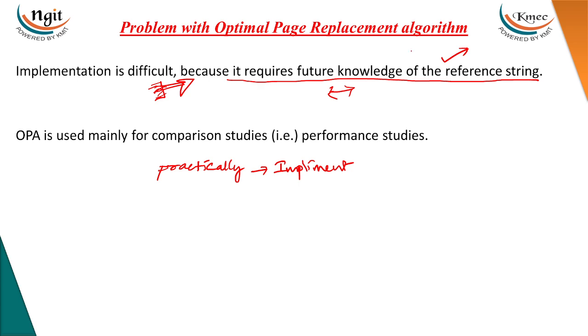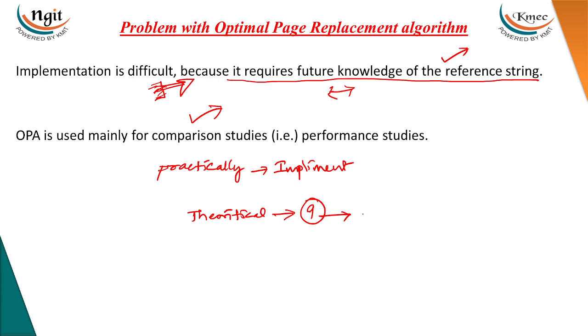That is a difficult task. But still, why are we using the optimal page replacement algorithm? It is a theoretical concept. The number of page faults that comes with optimal page replacement is 9, which is very low. So we'll use this particular optimal page replacement algorithm for comparison of different algorithms.